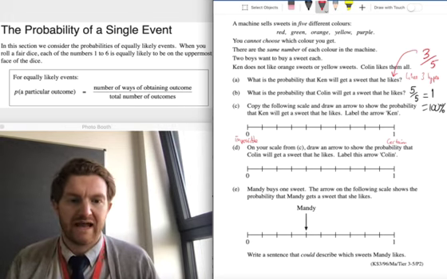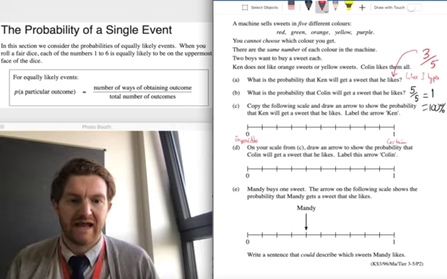It then says label on a different one where Colin's going to come. Well, of course, Colin is certain, so he's going to come here, right at the certain end. It then says finally, Mandy buys 1 sweet. The arrow on the scale shows where she gets a sweet. Write a sentence to describe which sweets Mandy likes.